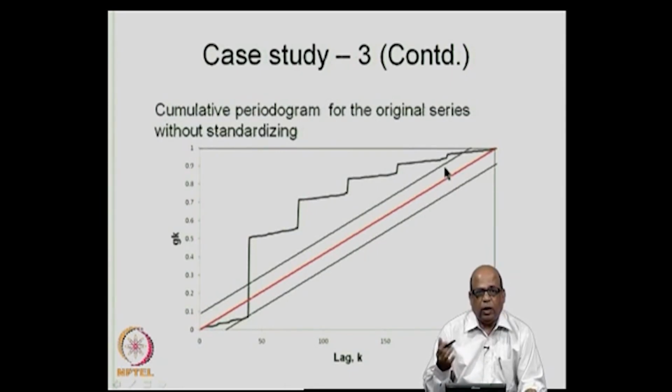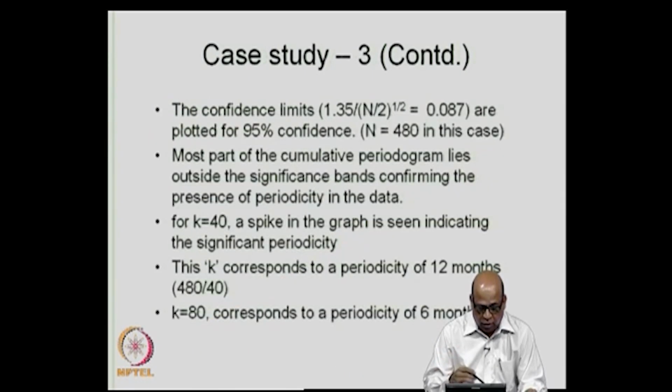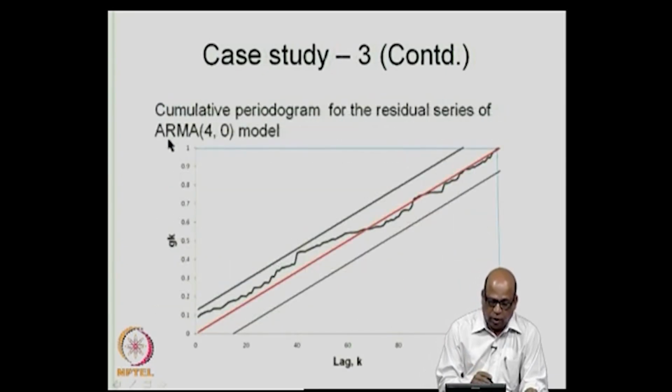Now, the same test we carry out on the residual. Remember, this cumulative periodogram that I just showed is not a test on the residuals. I am just showing this to indicate that if you have periodicities, this is how the cumulative periodogram will appear, whereas you do not want any periodicities to be present in the residual series. So, we do the test on the residual series and look at how the cumulative periodogram looks for the ARMA 40 model.